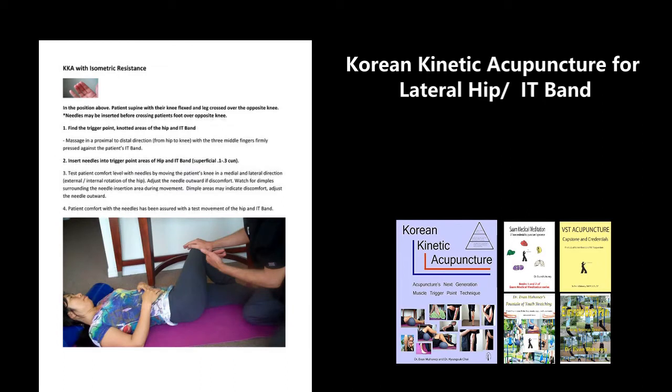And then to do the procedure, in the position above, the patient is supine with their knee flexed and the leg crossed over the opposite knee. Needles may be inserted before crossing the patient's foot over the opposite knee. Find the trigger point, knotted areas of the hip and IT band.